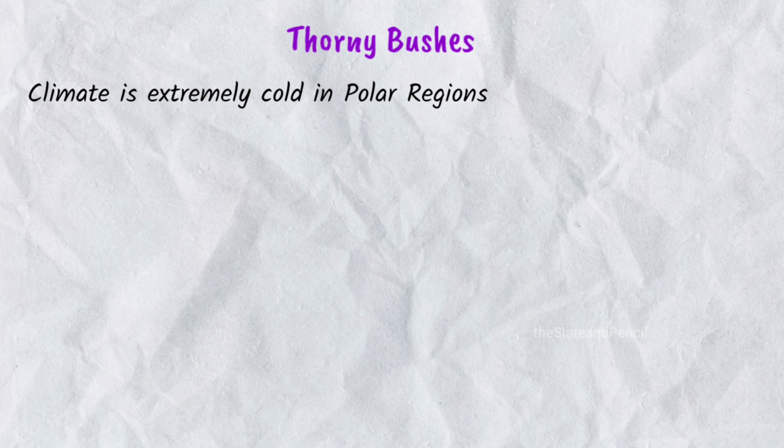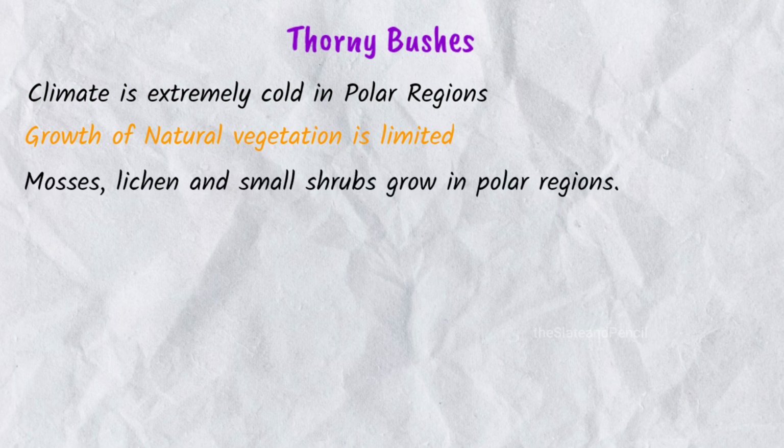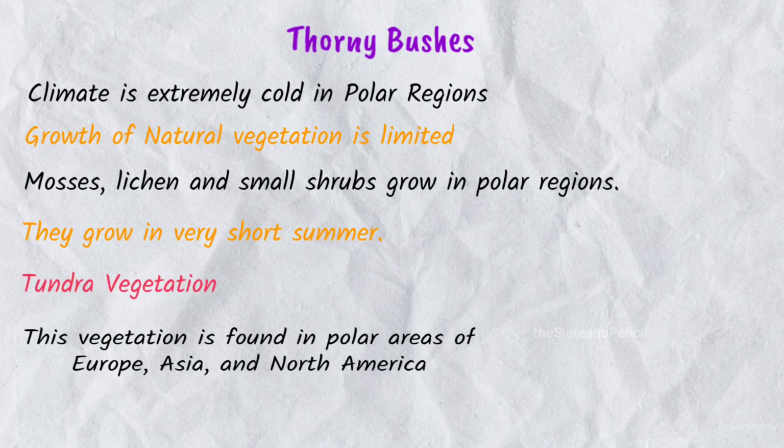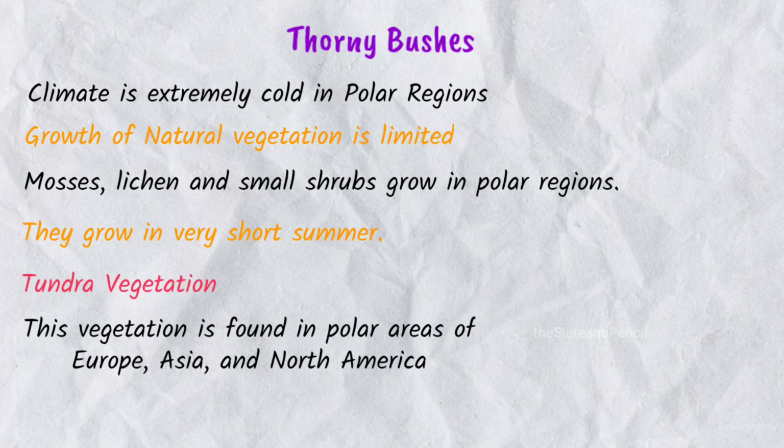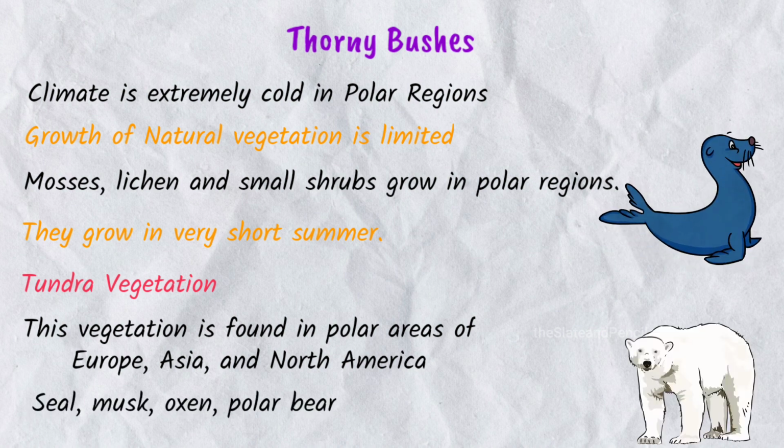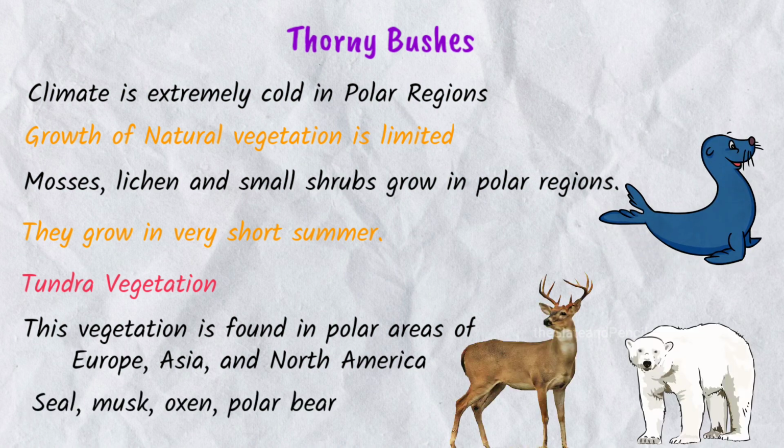Similarly, in the polar areas, the climate is extremely cold. So, the growth of the natural vegetation are also very limited in the polar regions. Only mosses, lichen and very small shrubs grow in the polar region. They grow in very short summer and are called tundra vegetation. This vegetation is found in the polar areas of Europe, Asia and North America. Seal, musk oxen, Arctic owl, polar bear and Arctic fox are the wildlife of the area.